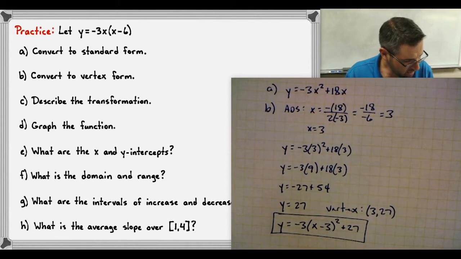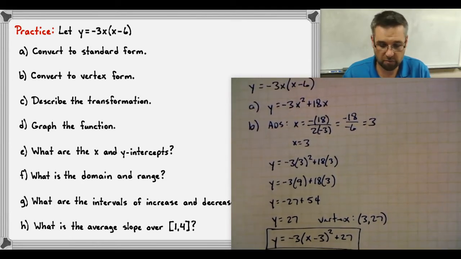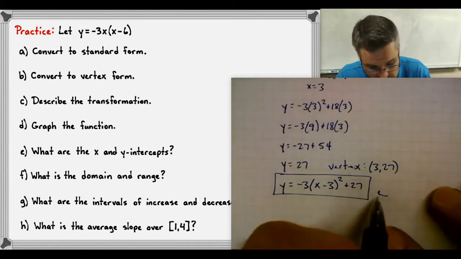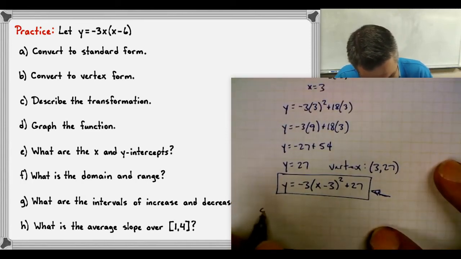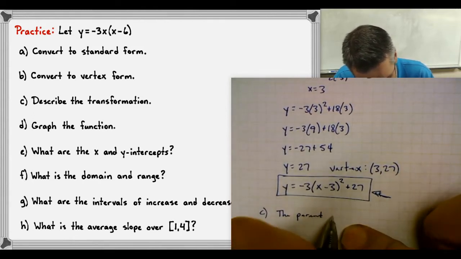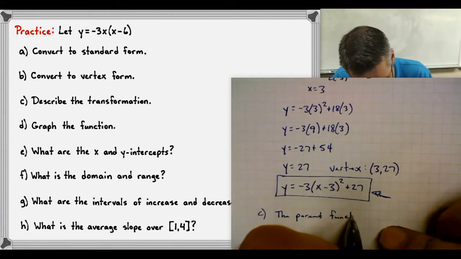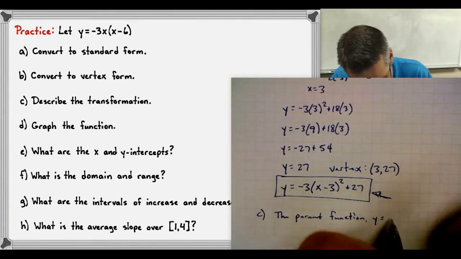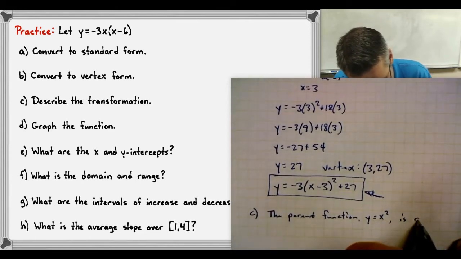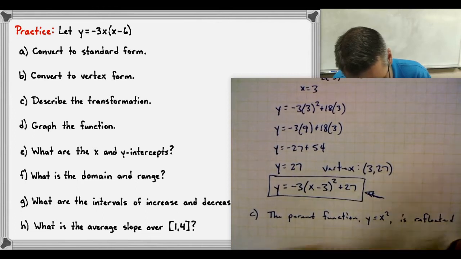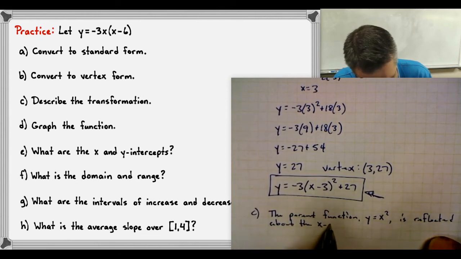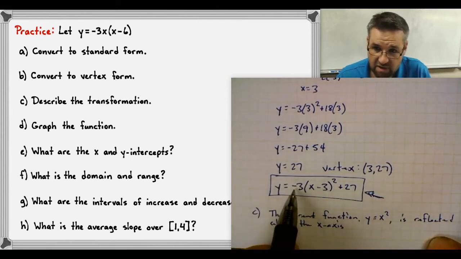All right, for part C, it says describe the transformation. We describe the transformation based on vertex form, so let's just use this one to describe it. We would say the parent function, which is y equals x squared, is reflected about the x-axis, and that's true because we have a negative a value.